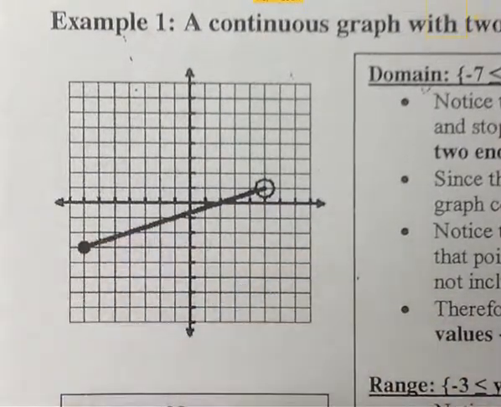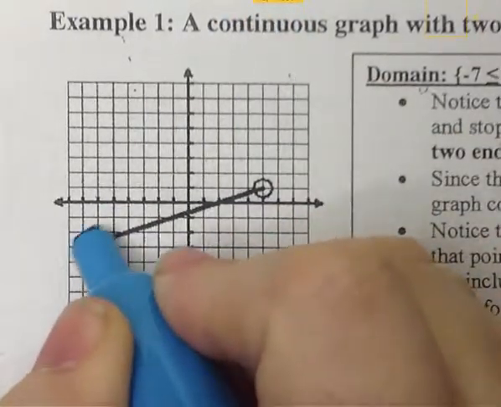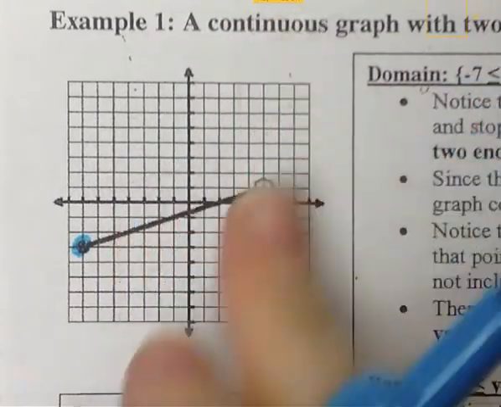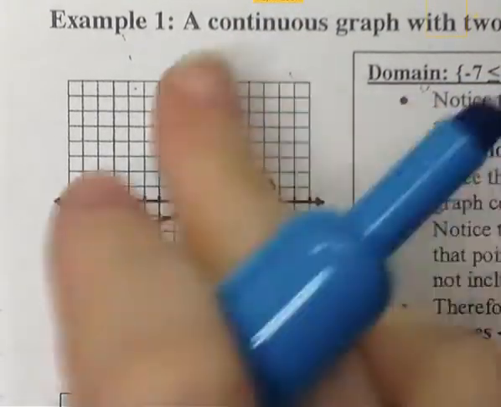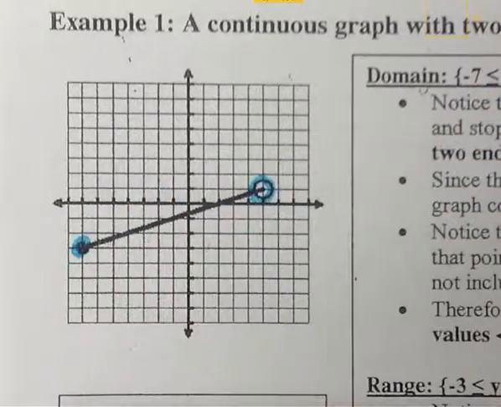I will actually highlight the leftmost point of this graph. I'm going to highlight this closed circle in blue. Then I also need to highlight the rightmost point of the graph. So I look on the right hand side and find the furthest right point. I'm just going to highlight that in my blue. And again, I'm going to circle that because it's an open circle.